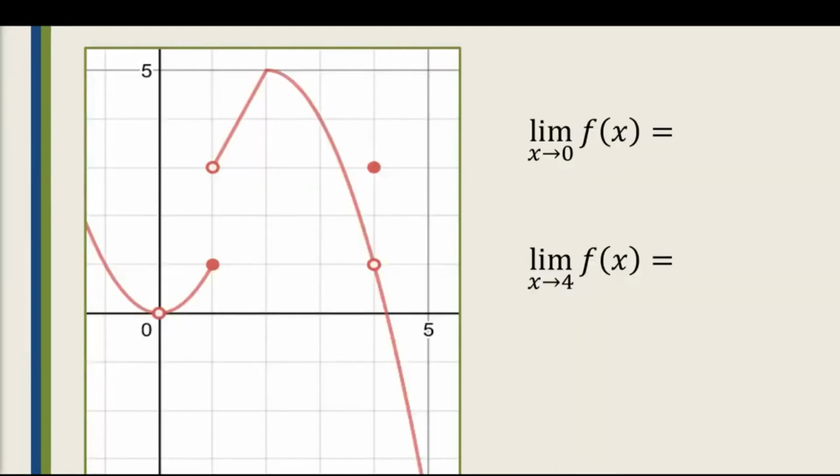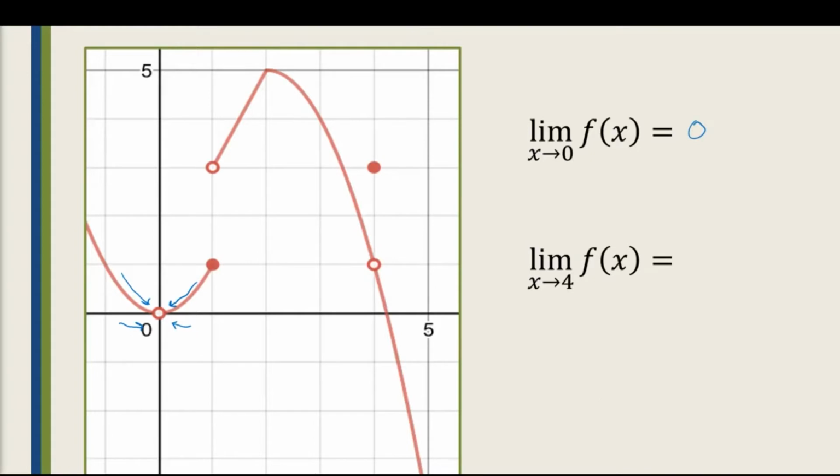So when we were looking at this graph earlier, we determined that as x gets really close to 0 from either side, our function value also approaches 0. So the limit as x approaches 0 of f of x is equal to 0.